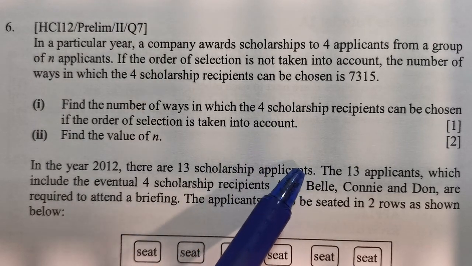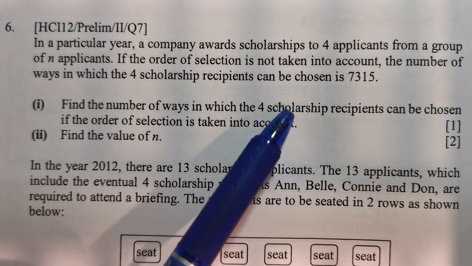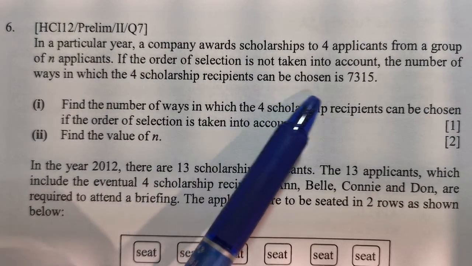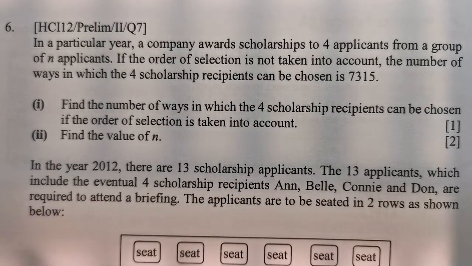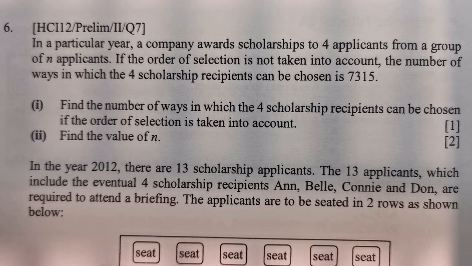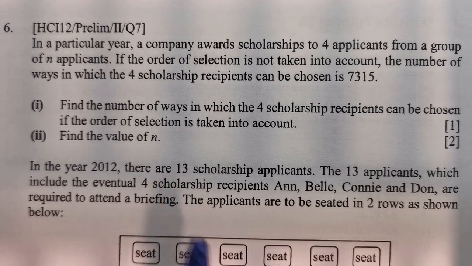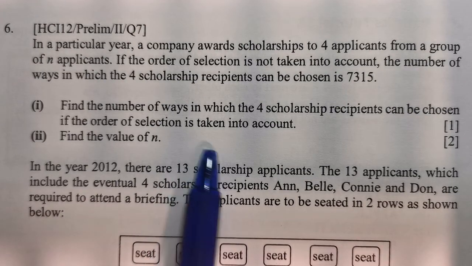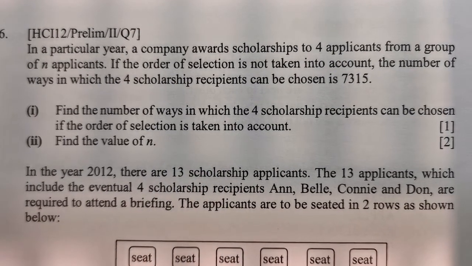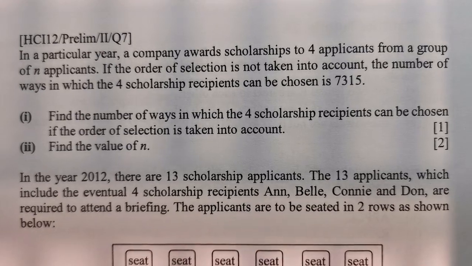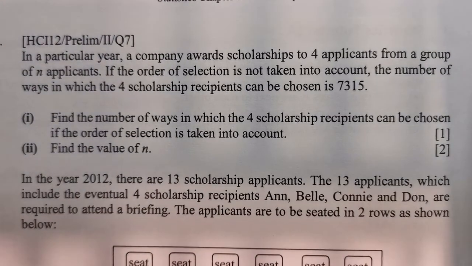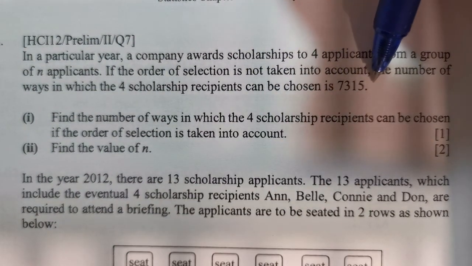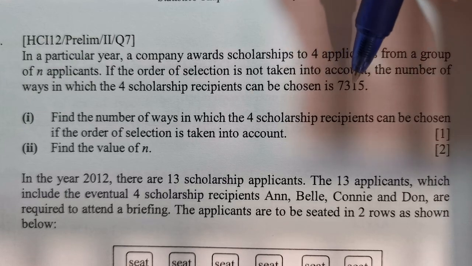This is sort of like you select the 4 applicants first in no particular order, then afterwards you put them into a certain order. So you choose one to be first, then second, then third, then fourth. So for part 1, the answer is just 7315 times 4 factorial.